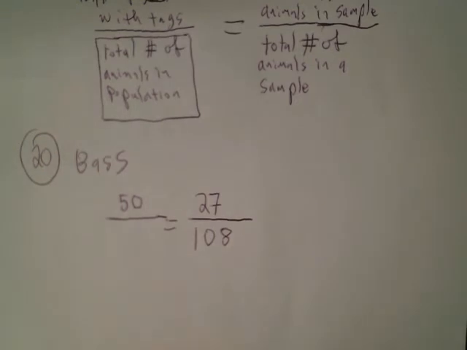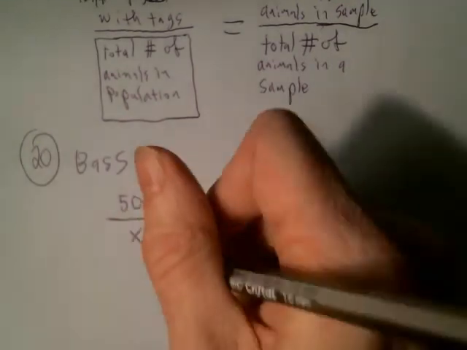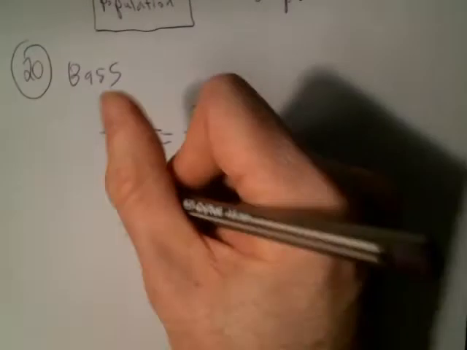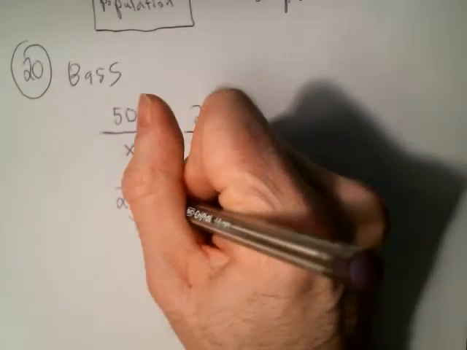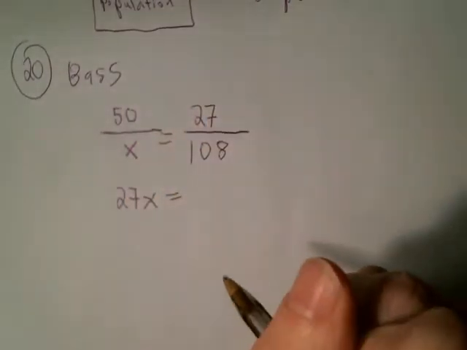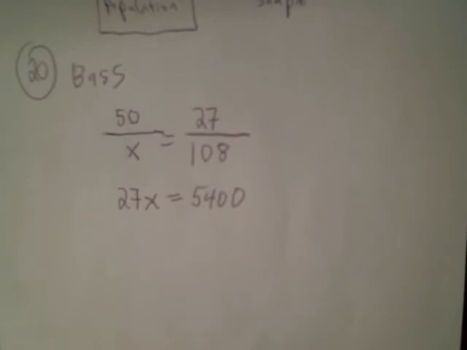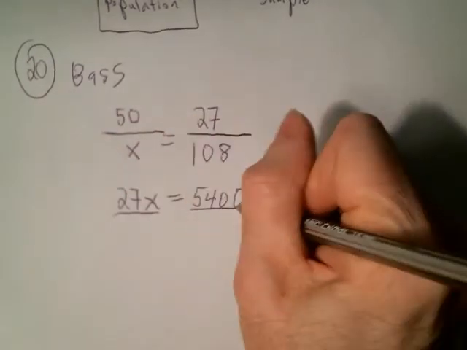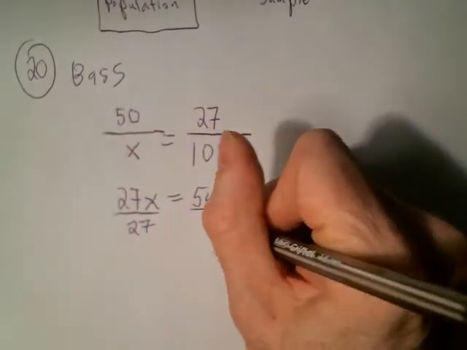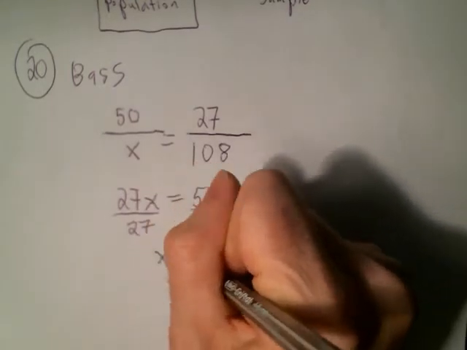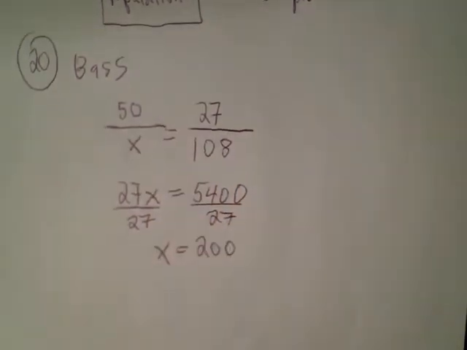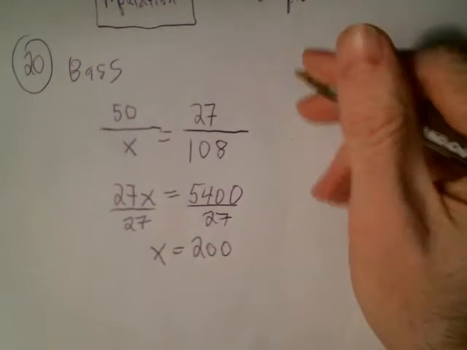Okay, so now we're going to be able to then solve out for the total number of bass in the lake. Okay, so we just cross multiply. I have 27x equals 5,400. And then we could solve for x and get an answer to this problem. There must be about 200 bass in the lake.